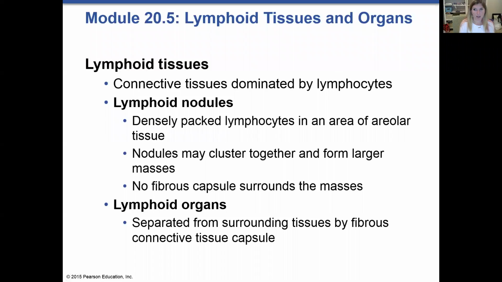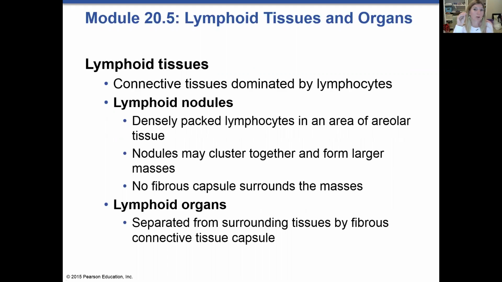So we have different types of tissue in our body we determine as lymphoid tissue. It's basically connective tissue that has a high concentration of lymphocytes. That's what lymphoid tissue is, right? Connective tissue with lymphocytes. There are lymphoid nodules. These are densely packed lymphocytes within areolar connective tissue. The nodules cluster together. They form large masses. There's no fibrous capsule around them. It's just a cluster of nodules. That's all it is. Or a cluster of lymphocytes, I should say.